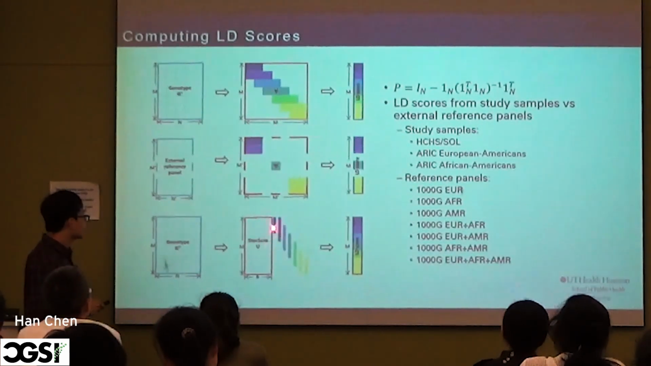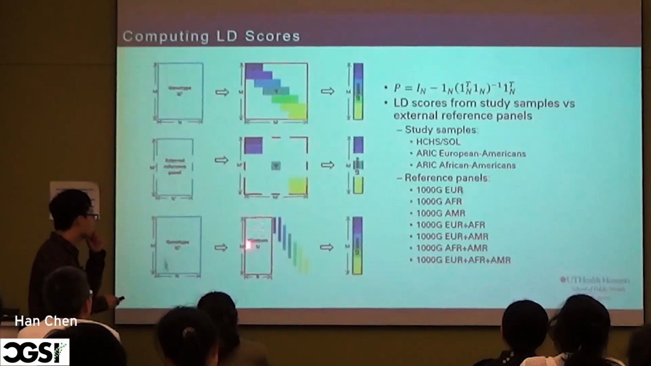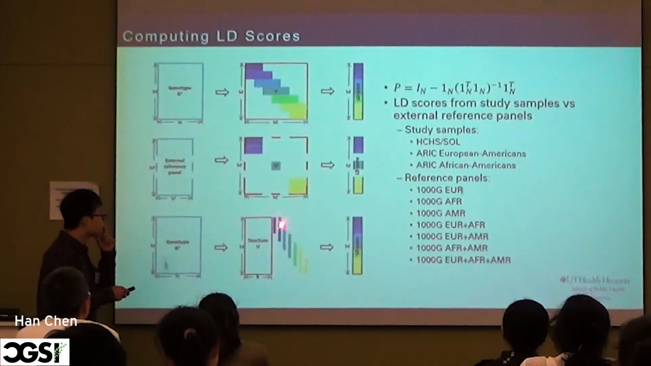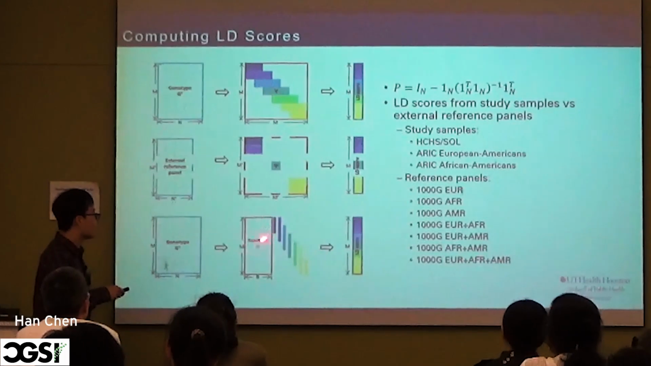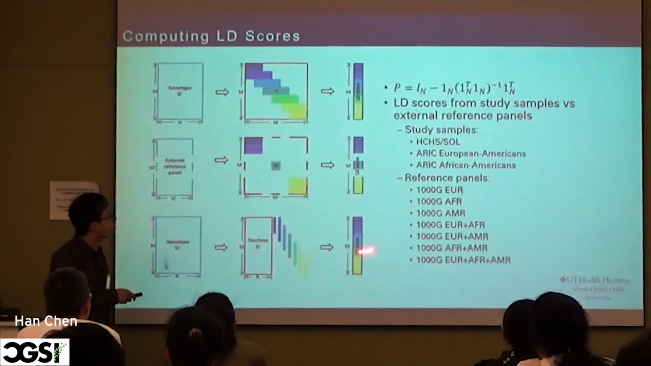For stochastic summary statistics, you only need to compute it once, and then later it's just a matter of which rows you want to combine together, right? So you can decide how you want to add them together. This is very straightforward.